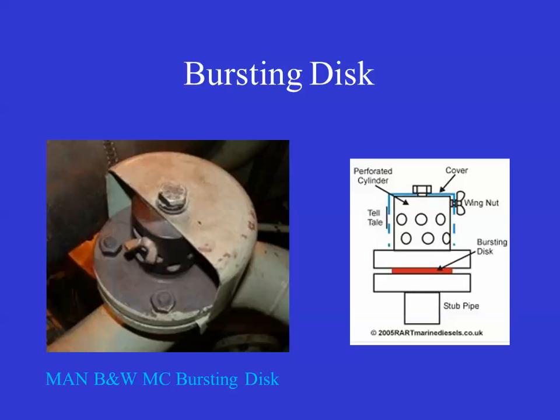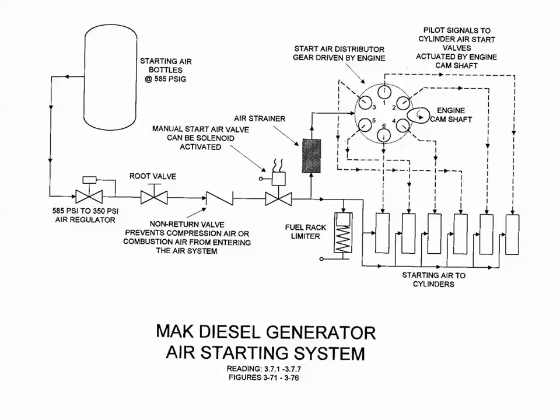On the Burmeister Wain, this is their bursting disc. This is again a large slow-speed engine. They do have a bursting disc so that if you do have a start air explosion, you would not damage the equipment. By the way, the Enterprise engines, our main engines on the Bear, also have this.